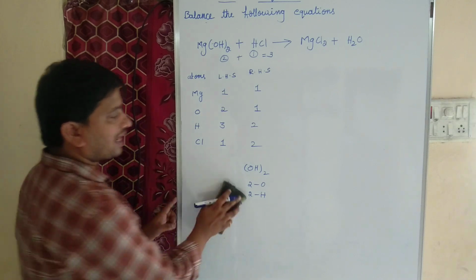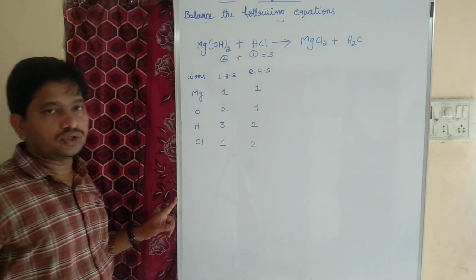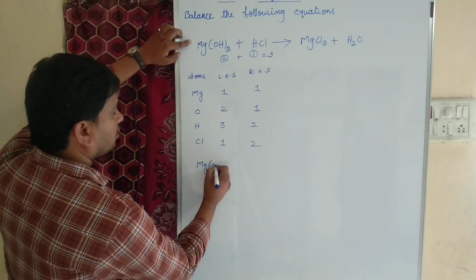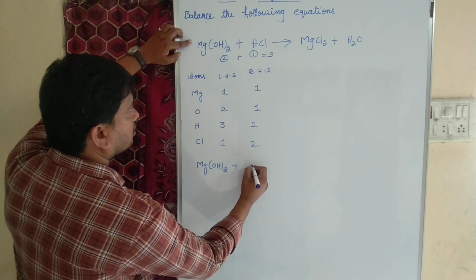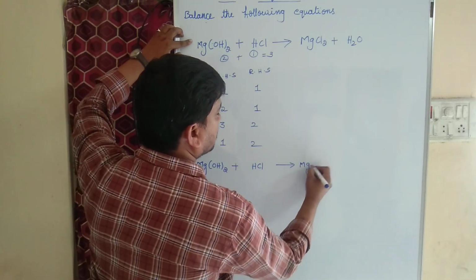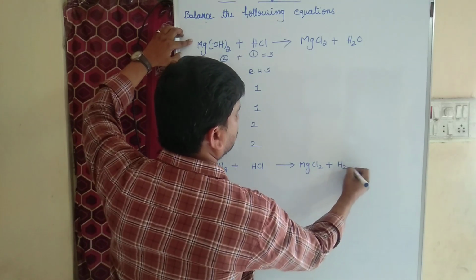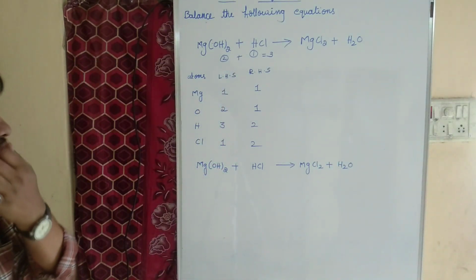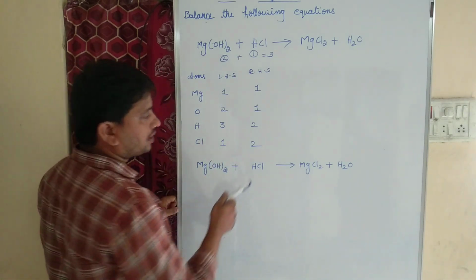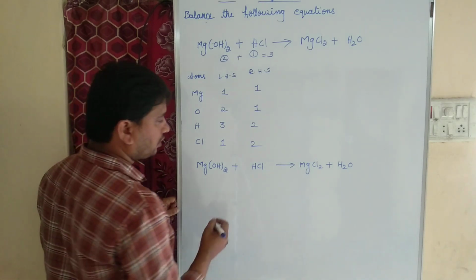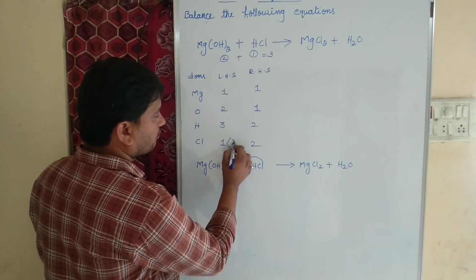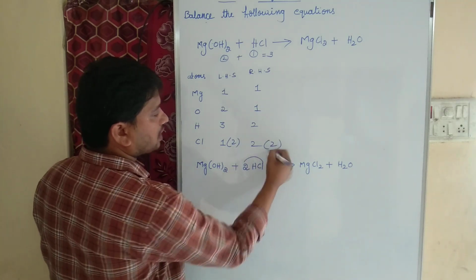So children, is it a balanced equation? No children, it is not a balanced equation. Let me write once again the equation. Mg(OH)2 plus HCl gives rise to MgCl2 plus H2O. First let us see chlorine atoms. On LHS we have 1 atom of chlorine, on RHS we have 2 atoms of chlorine. So due to that reason I want to add 2 over here. Then this will become 2 atoms of chlorine. Here also we have 2 atoms of chlorine.